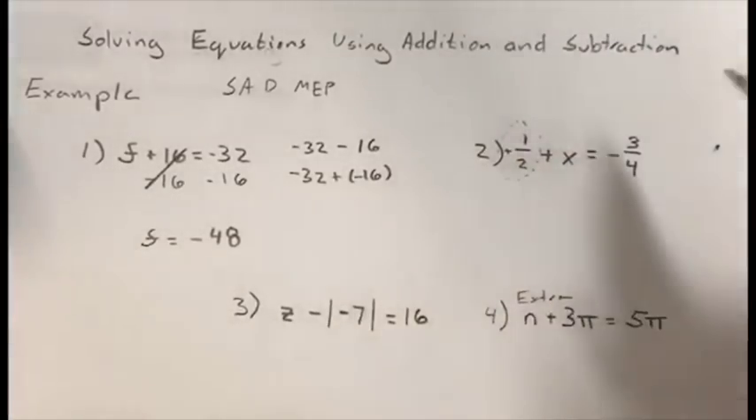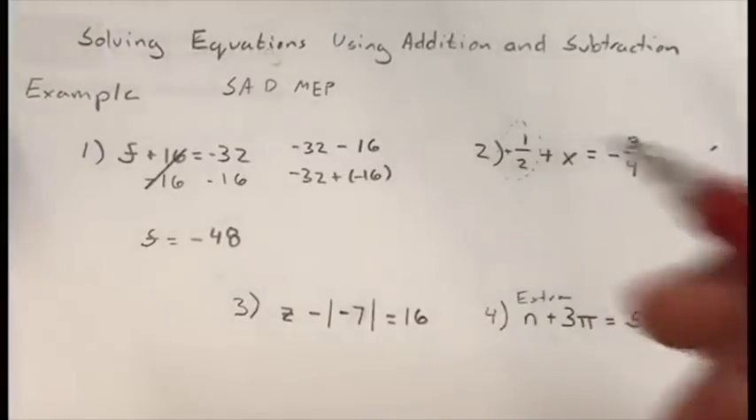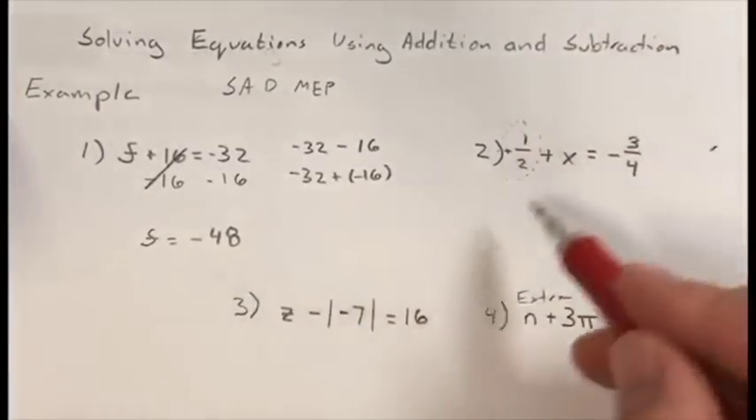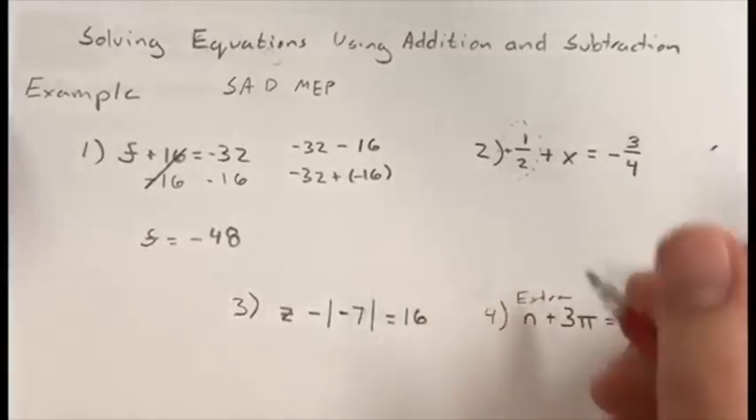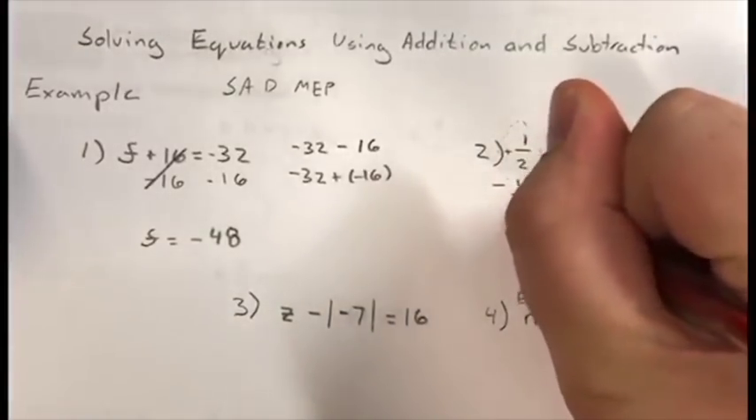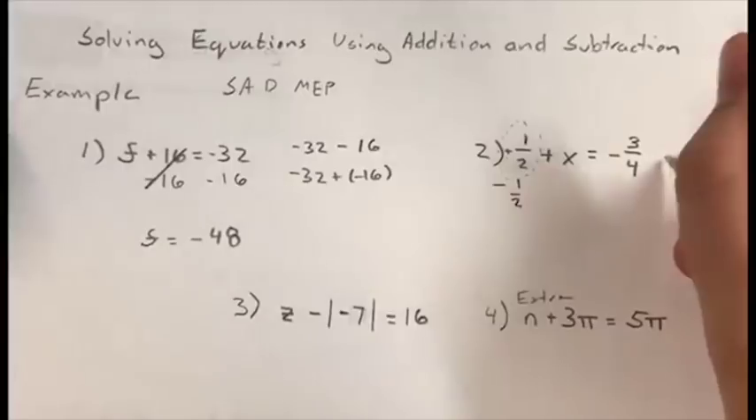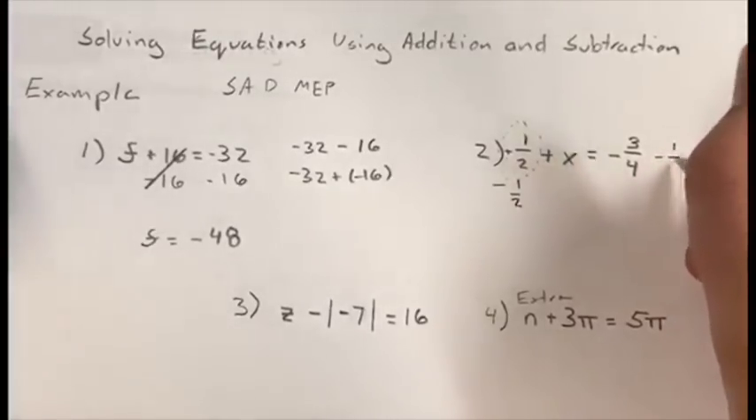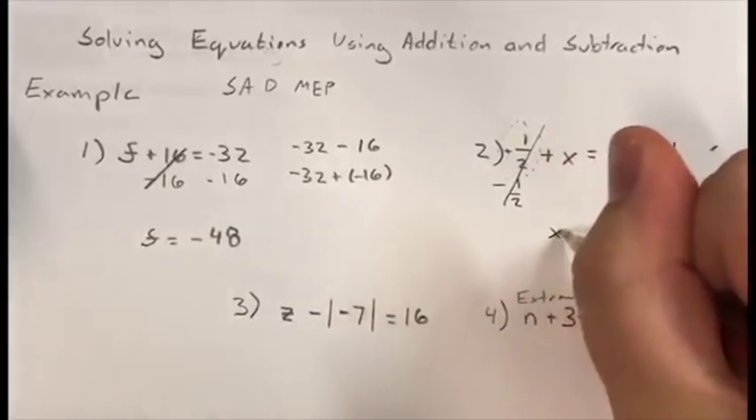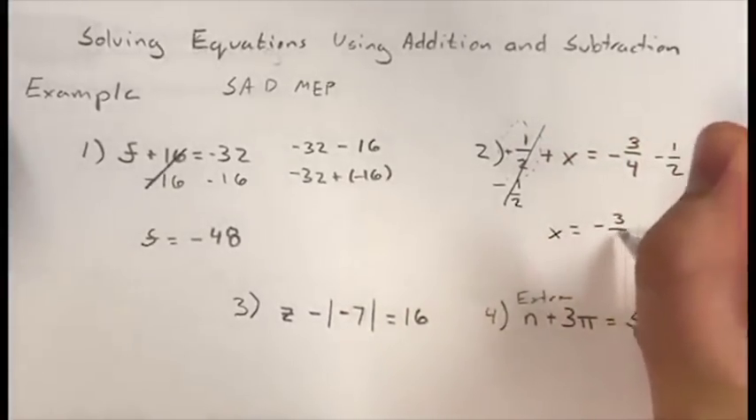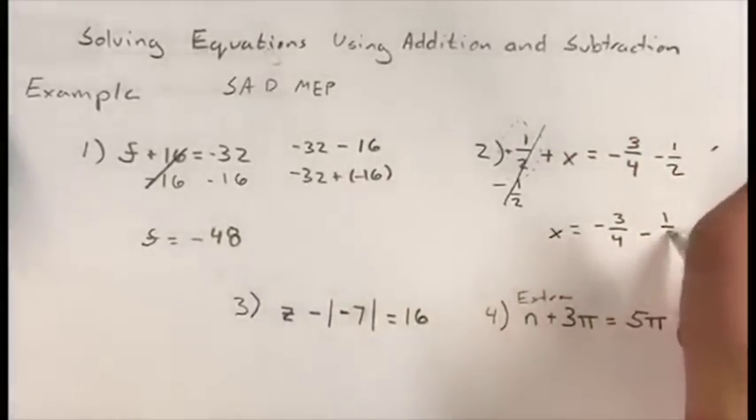Well, I do the opposite. What's the opposite of positive? Negative. What's the opposite of addition, which is what this technically is as a positive? It's subtract 1/2. And I do that on both sides. I'm going to write it over here like this. What happens? This goes away. So now I have x is equal to negative 3/4 minus 1/2.